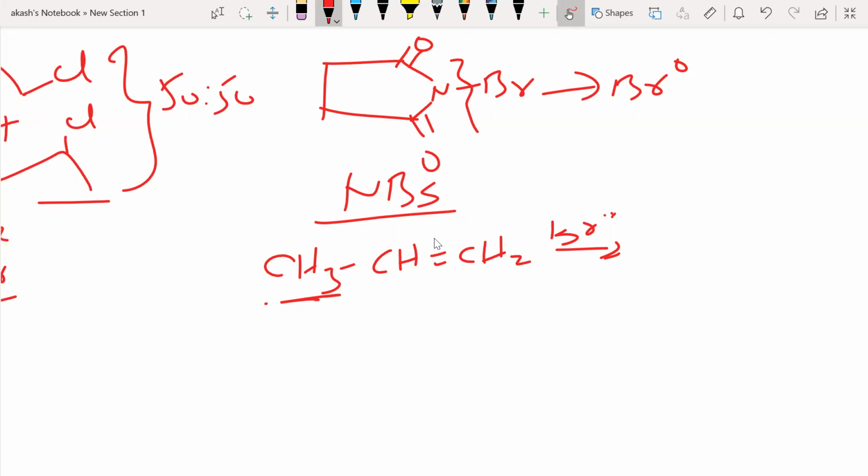So first it is going to abstract a proton, sorry, abstract an H dot. So I am going to have CH2 dot, CH double bond CH2. Okay, right? And sorry, there is a dot here, there is a radical here, right? So when it abstracts, one of the Br dot will be gone, HBr will be gone, right?